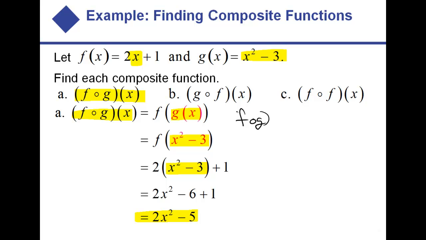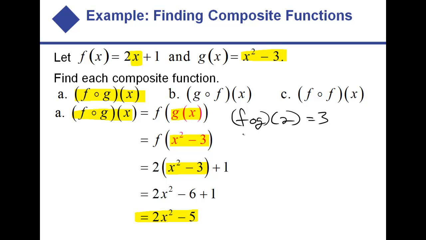So now when they ask for f of g of 2, you could, of course, just plug 2 into the g function, which will give you 4 minus 3, which is 1, and then plug 1 into the f function, which will give you 2 plus 1, which is 3. Or you could take the 2 and plug it into the composite function: 2 times 2 is 4, 4 times 2 is 8, 8 minus 5 is also 3. It should work both ways.